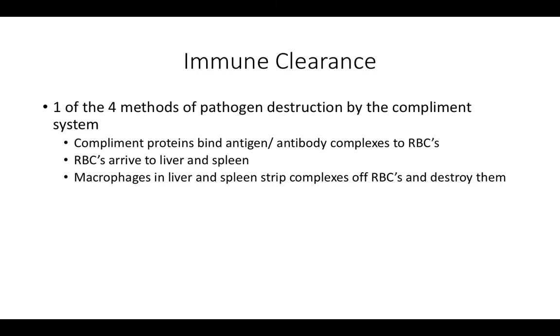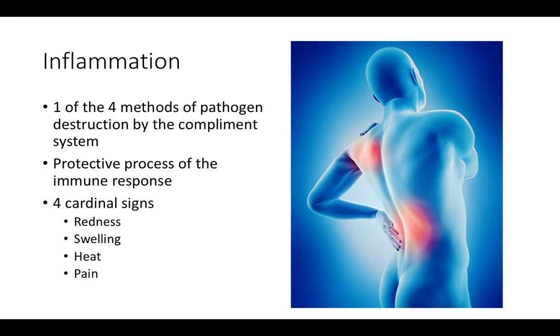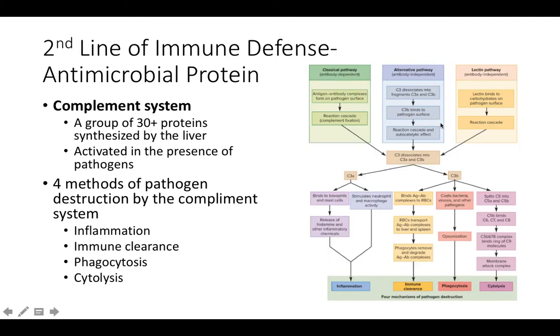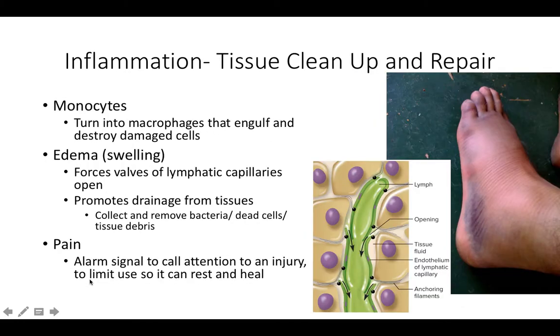Immune clearance is one of the 4 methods of pathogen destruction by the complement system. Let's go back to this slide here. We have this big cascade of reactions that is induced by all of these different proteins, and they result in 4 different things. Inflammation, which we just talked about. Now we're going to talk about the next 3: immune clearance, phagocytosis, and cytolysis.